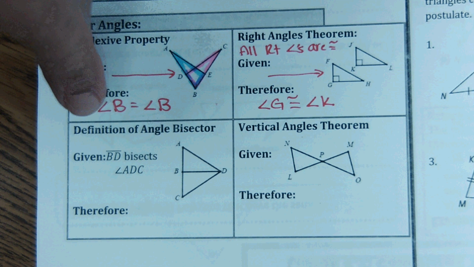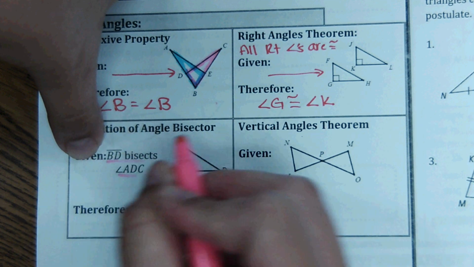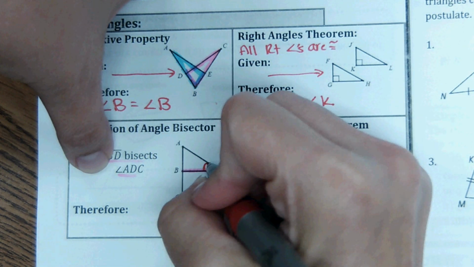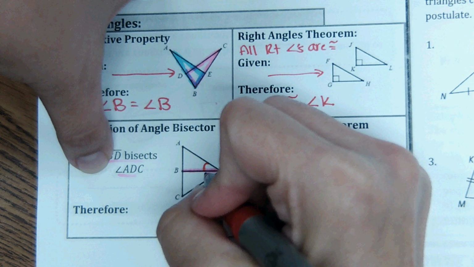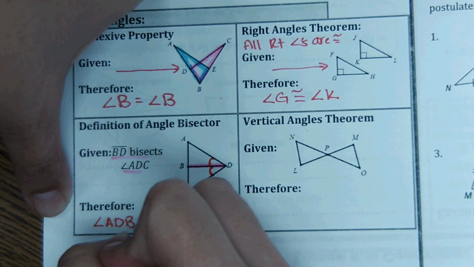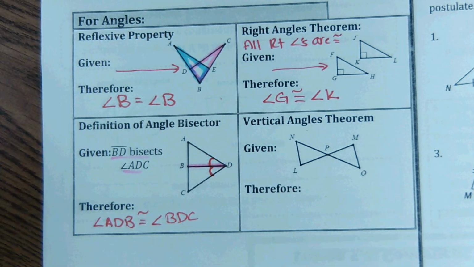Then we have definition of angle bisector. It says that BD bisects ADC. So here is the angle bisector. And with that angle bisector, this side of the angle is the same measure as this side. So angle ADB is equal to angle BDC.